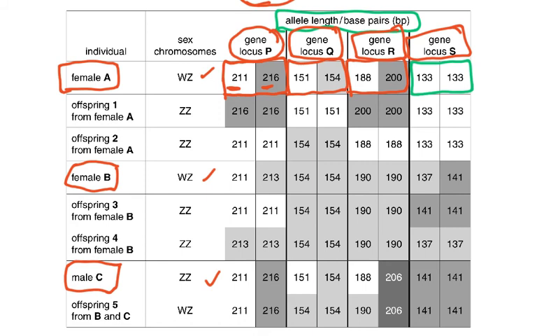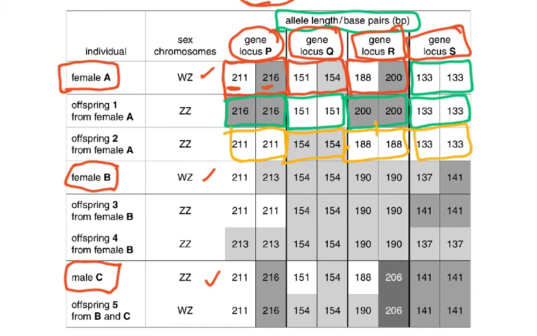Then this is again homozygous. Then this is again homozygous. Then this is again homozygous. And then this is again homozygous. Then let's look at offspring 2 from female A. Now homozygous, homozygous, homozygous, and homozygous. But please look at these and these, they are different. This is different again. So 1 and 2 have some differences. They can't be clones, because that's the further question that's coming in the paper.